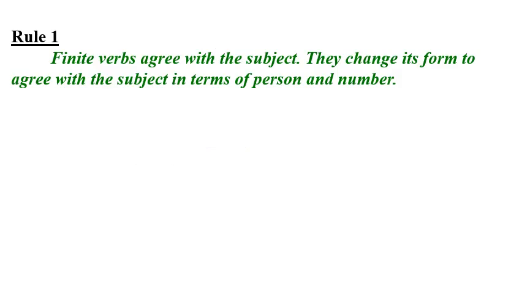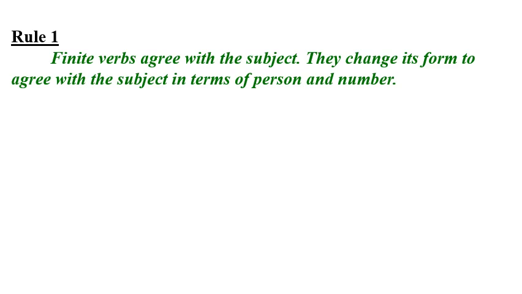Rule 1. A verb should always agree with the subject. The verb changes its form to agree with the subject. If the subject is third person singular, that is he, she, it or a name, then the verb takes an s after it. But children, only a finite verb changes its form to agree with the subject. A non-finite verb does not care about the subject. It never changes its form.